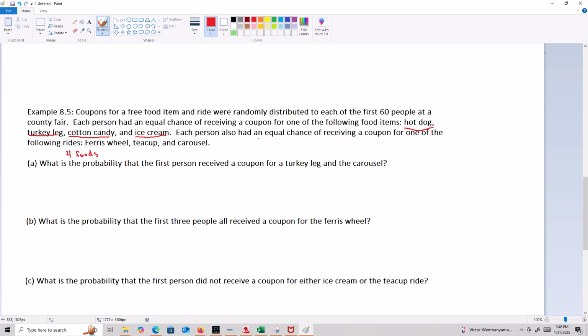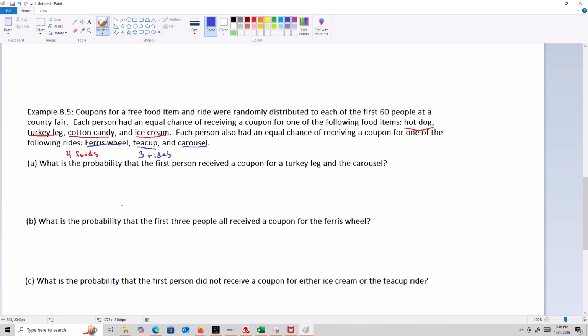Each person also has an equal chance of receiving a coupon for one of the following rides: Ferris wheel, teacup, and carousel. Now there are 3 rides. What is the probability that the first person received a coupon for a turkey leg and the carousel?